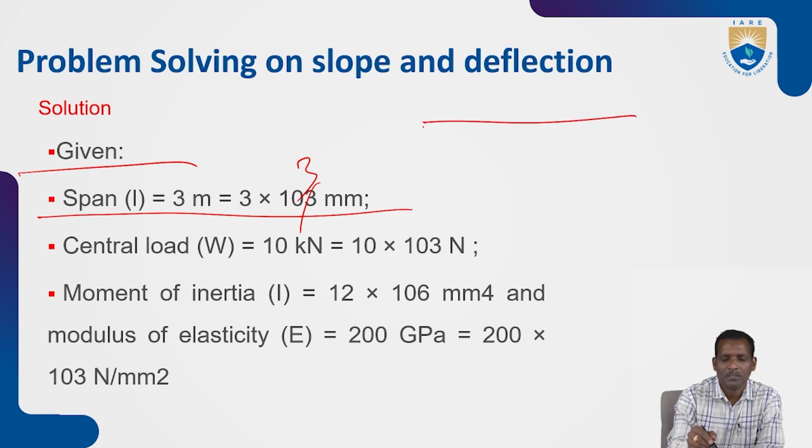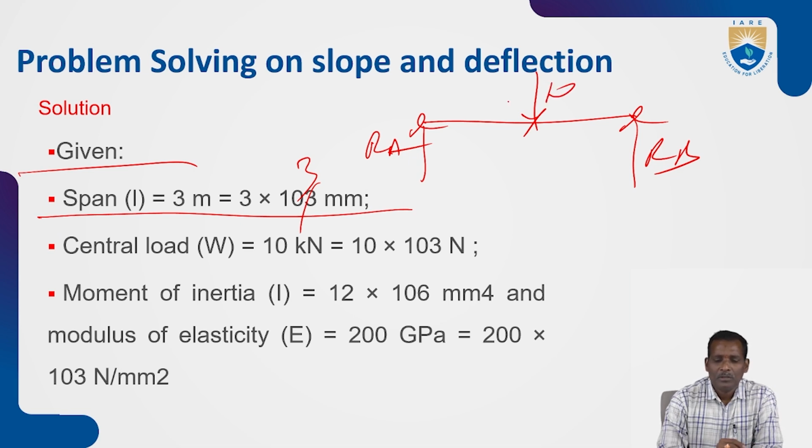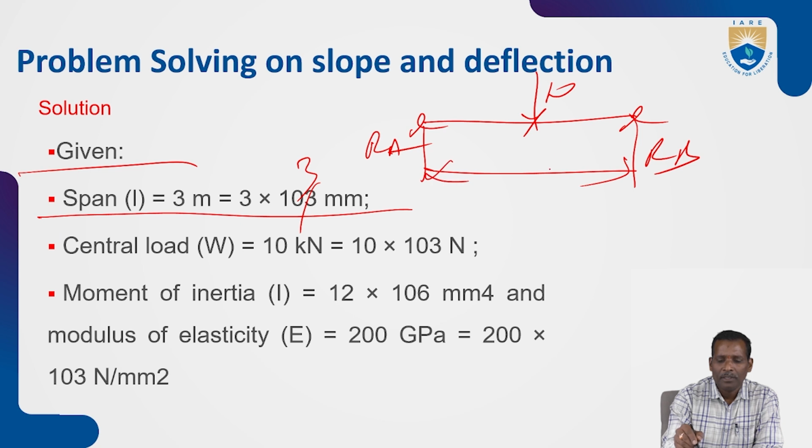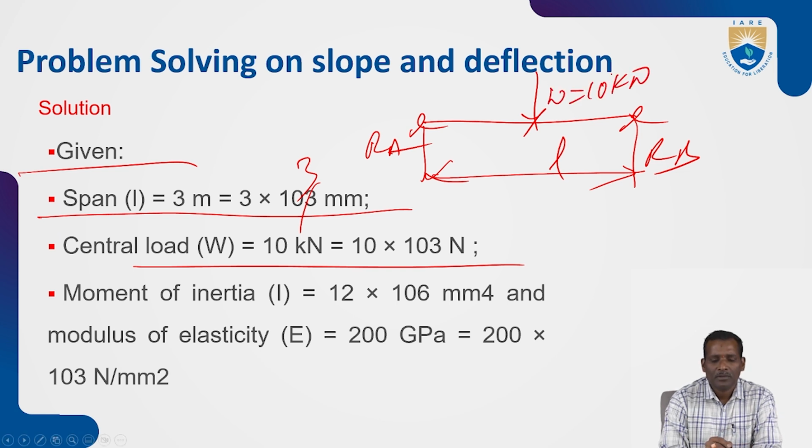The given beam is a simply supported beam. Already you know the simply supported beam is supported at two ends, RA and RB, and the load is acting at its mid span. The length is also given here. The center load W is 10 kilonewtons; converting into newtons, multiply with 10 cube.